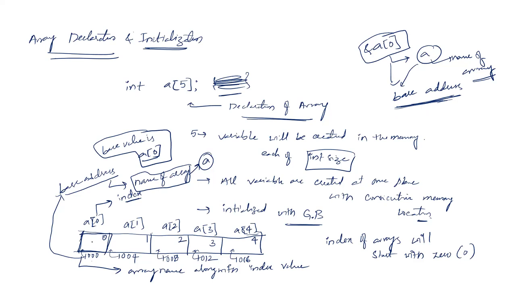What is an advantage of an array? If I know the base address, I can easily go to the next value. That is the advantage of the base address. Where will the base address be stored? It will be stored in the name of the array, or as the address of the first variable. Now, this is about the declaration. Any doubts up to here?